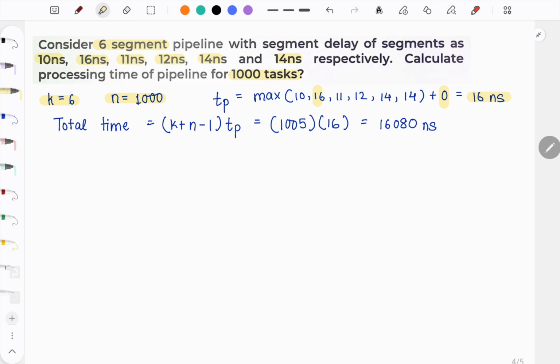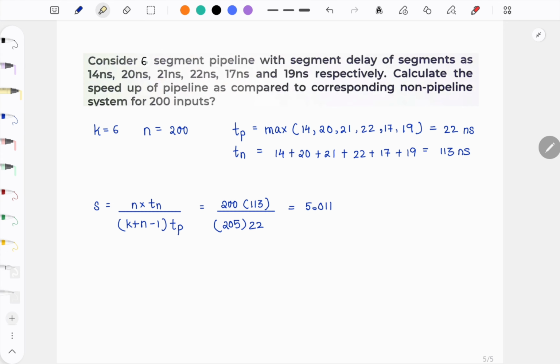In order to find the total processing time, we'll use this formula, (k plus n minus 1) times Tp. K is 6, n is 1000 and Tp is 16. So we'll multiply these and the final answer will be 16,080 nanoseconds.